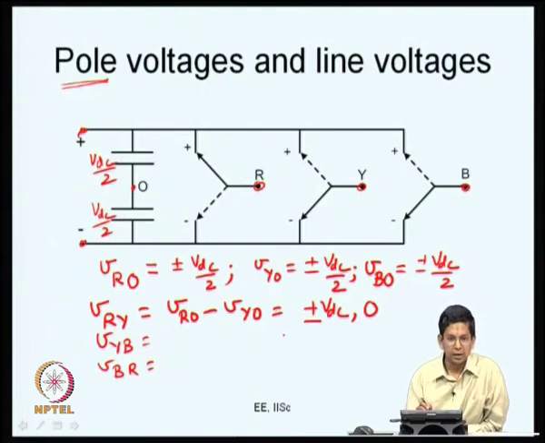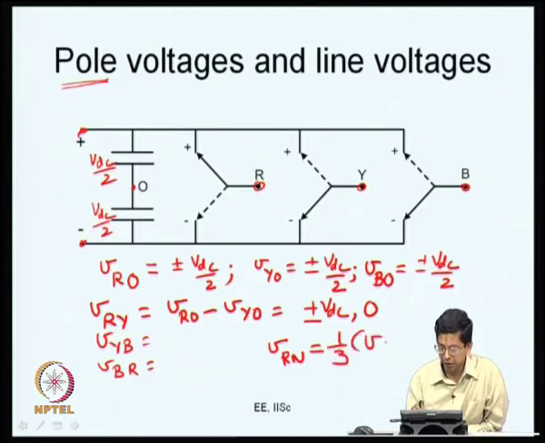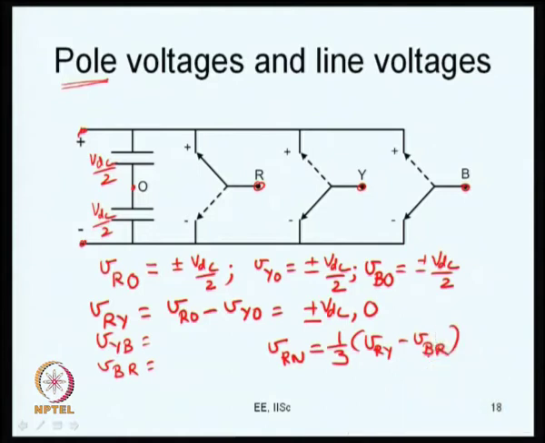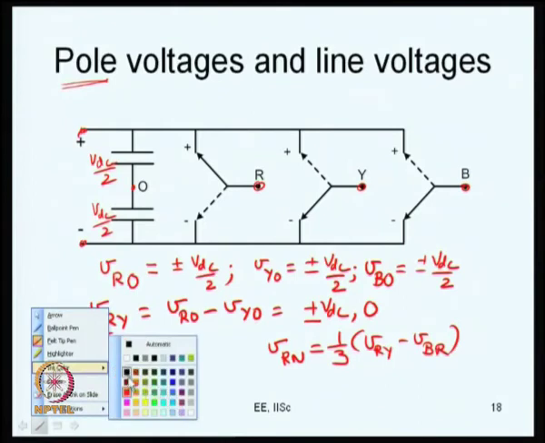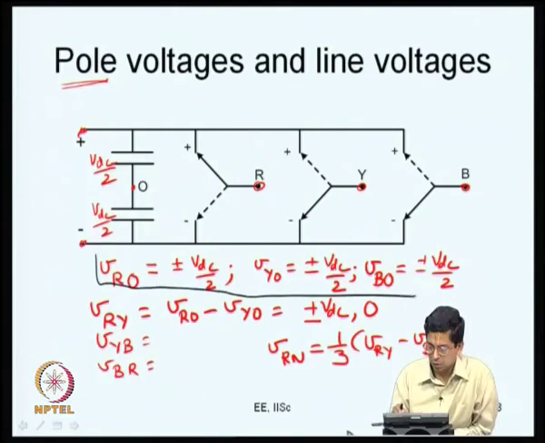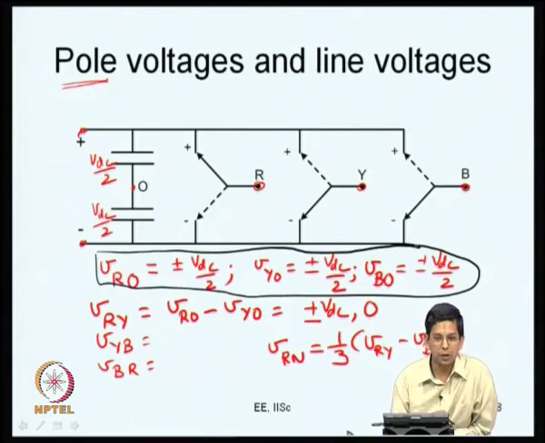In that case, it is possible for us to express VRN as 1 by 3 times of VRY minus VBR. The same way VYN and VBN can also be expressed now. So, we have different things here. We have the voltages VRO, VYO and VBO. What are these? These are the pole voltages. These are the voltages at the poles measured with respect to the DC bus neutral.